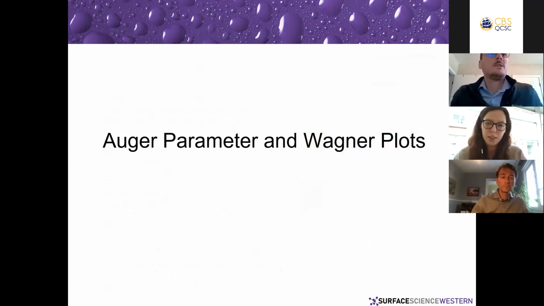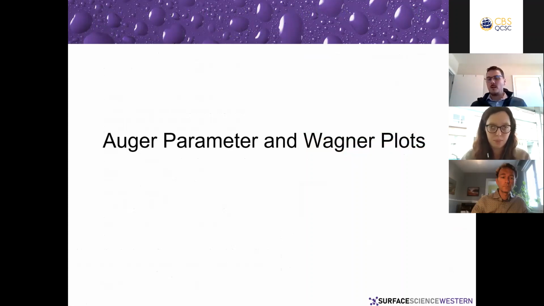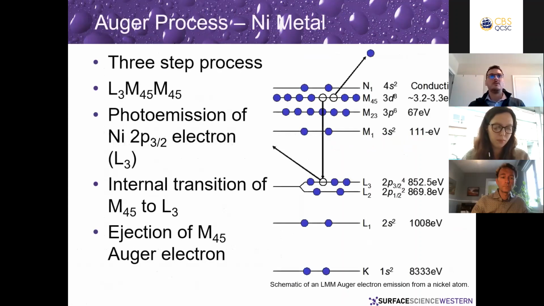All right, one more section, the Auger parameter and Wagner plots. These are some other tools in the XPS toolbox that allow you to figure things out. The Auger process is a three-step process. You get a photoemission of an electron, and then you get a transition of an electron from an outer level down to where the photoelectron left, and then you get the kicking out of another electron. And so that's the Auger process.